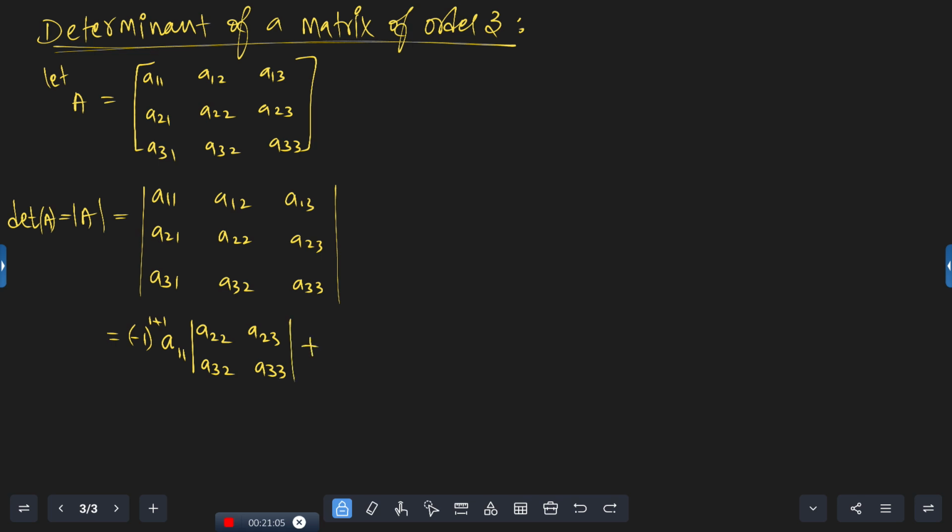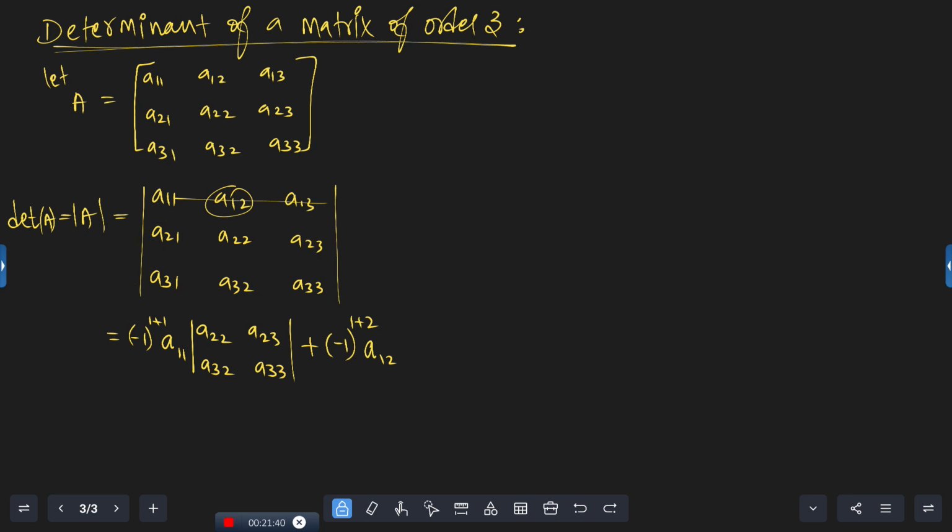Same manner, for the second element, plus or minus 1 whole power. The second element is A12, so the power 1 plus 2 you have to give. A12 is first row, second column. So that row and column you have to strike out. Remaining, you have to form a matrix: A21, A23, A31, A33.